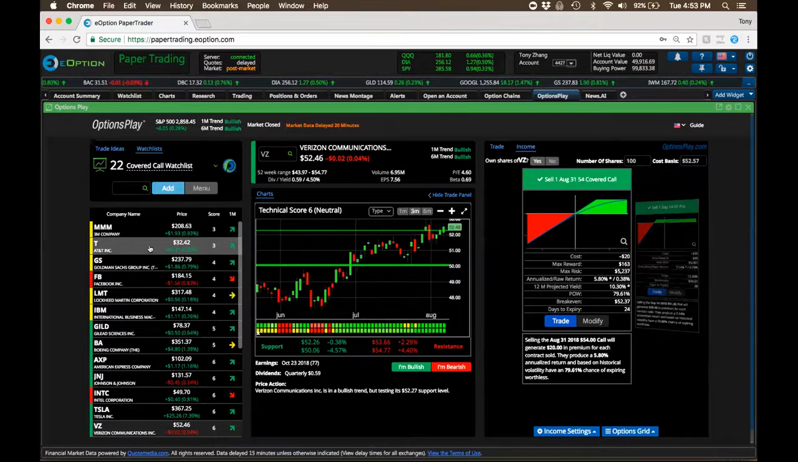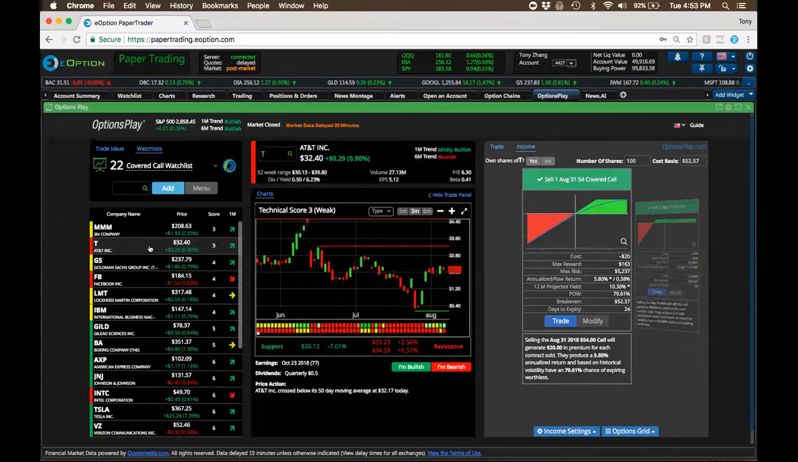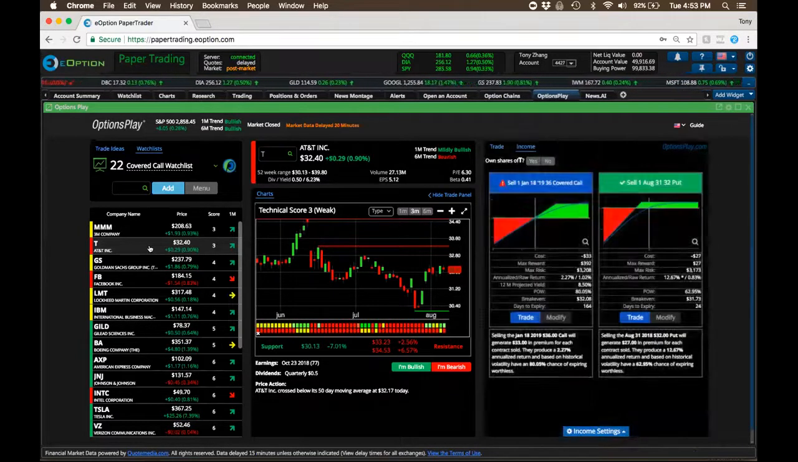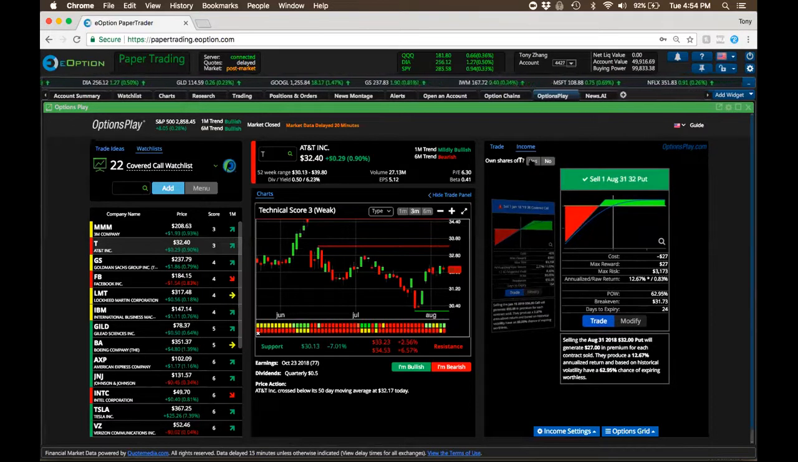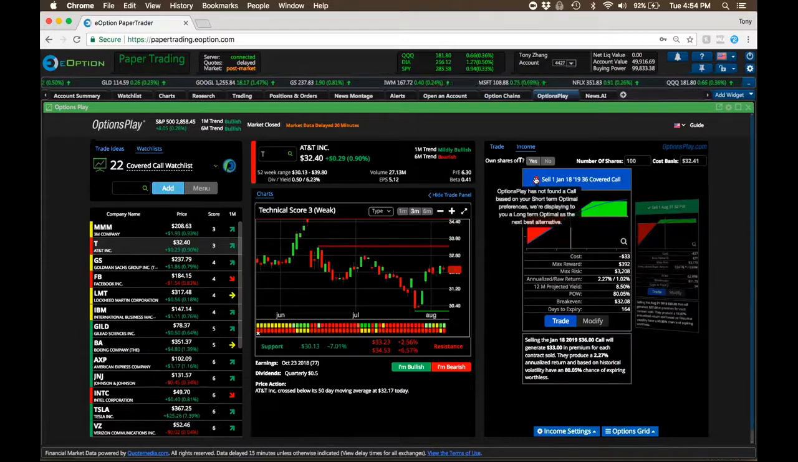And this allows you to, without having to spend much time, instantly see if there's an opportunity on AT&T. As you can see here on AT&T, the message is a little different. On all the other strategies that I've shown you, you get this little green check mark. What that means is that we were able to find you a covered call based on your personal preferences. However, on AT&T, it tells me it could not find a call based on my short-term optimal preferences, so it's displaying the next best alternative. In this case, it's a long-term optimal. For those of you that are brand new to covered calls, this is really just telling you to potentially avoid selling a covered call on AT&T.